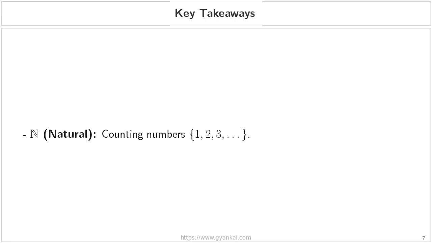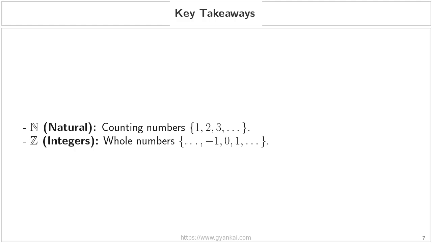First, we have the natural numbers, denoted by the symbol N, and these are your basic counting numbers, starting from 1 and going up infinitely, like 1, 2, 3, and so on. Next, we have the integers, represented by the symbol Z. This set is broader because it includes all those natural numbers, but it also brings in 0 and all the negative whole numbers, such as -1, 0, and 1.